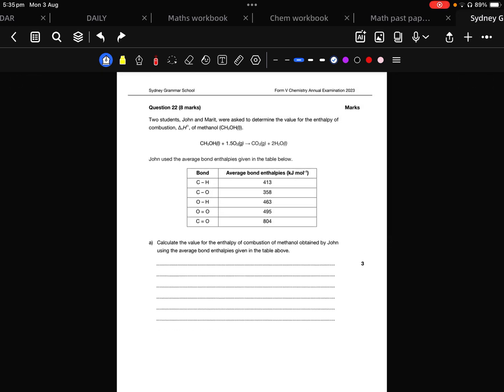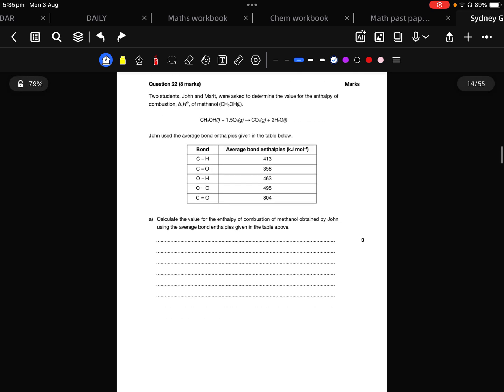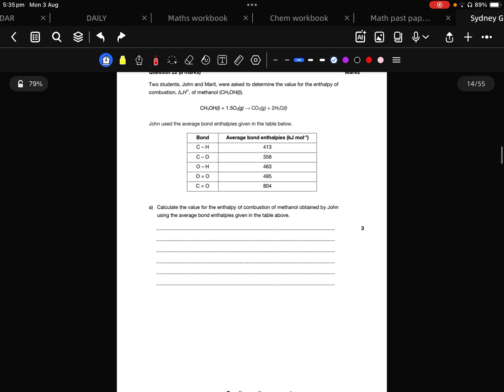So this is a past paper of Sydney Grammar in 2023. Question 22. Two students, John and Marrett, were asked to determine the value for enthalpy of combustion of methanol. And we have a table of average bond enthalpies for bonds of the reactants and products.